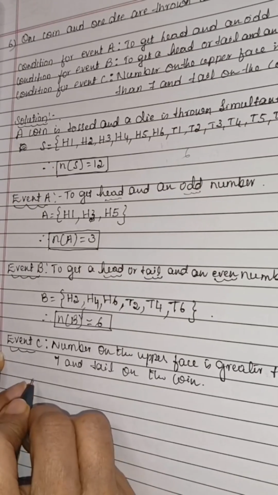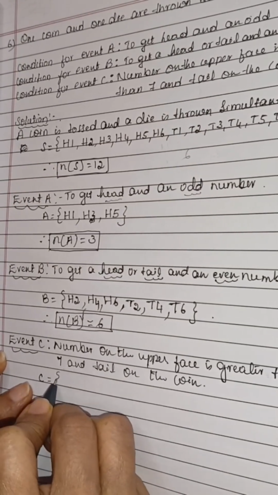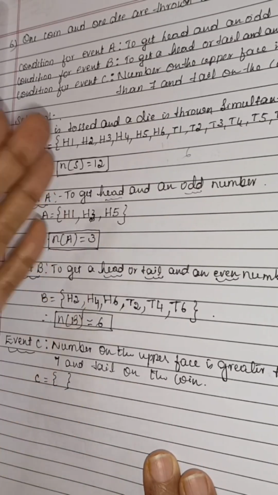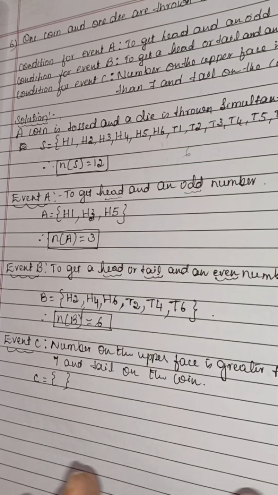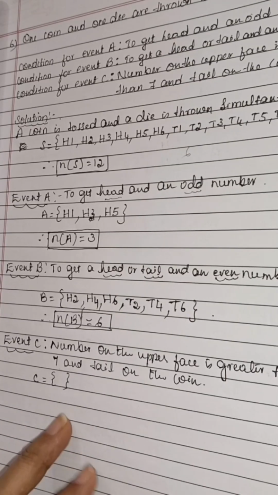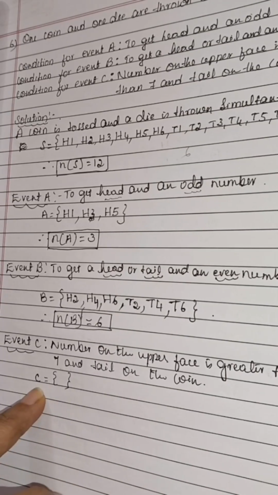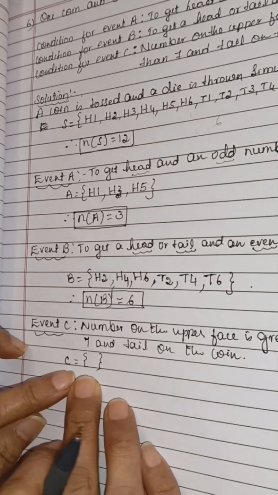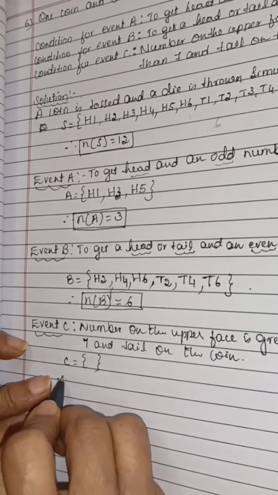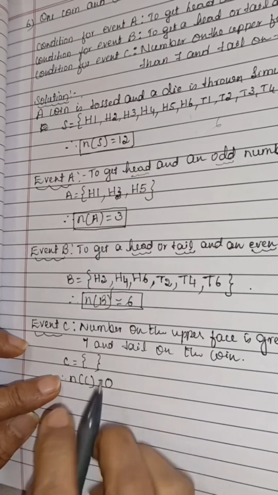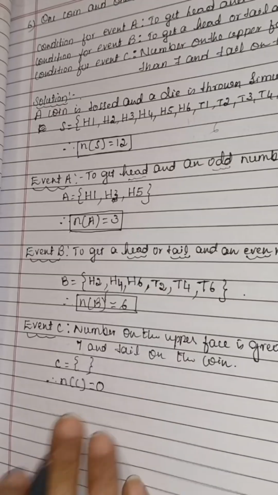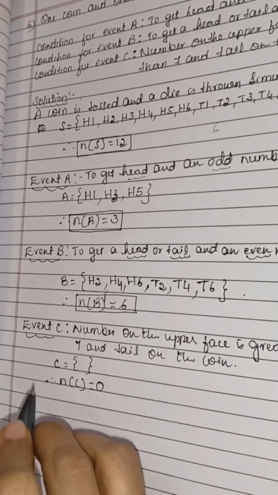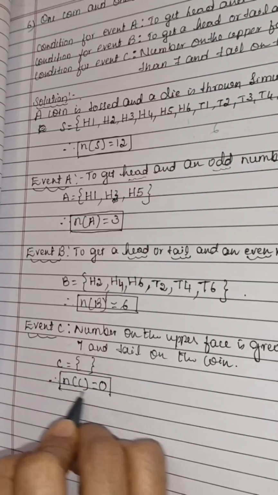Therefore, what do we write for C? Nothing. Greater than 7 means, but we only have till 6. Head and tail, and the outcome of the die is only 1, 2, 3, 4, 5, 6. Therefore here for event C we cannot write anything. N of C is 0.